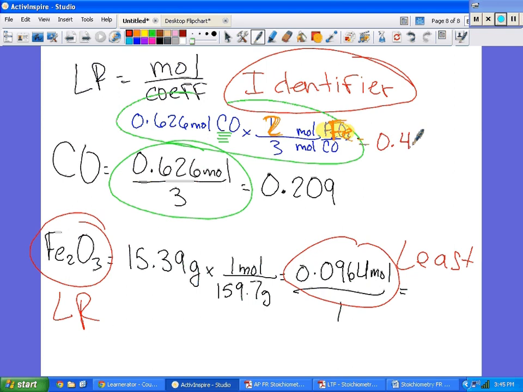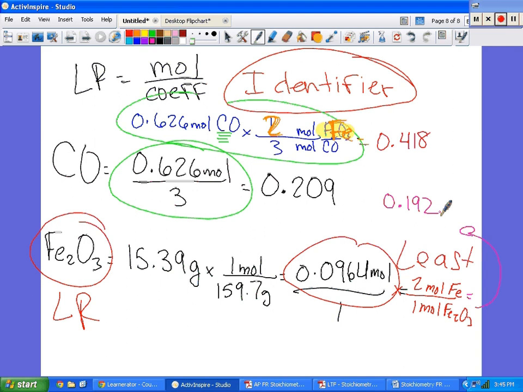Okay. All right, now, I have moles of this thing, okay? And 1 mole of Fe2O3. Do you agree it's still going to be 2 moles of Fe? Double that number and tell me what you get. Point what? Which one is still least? Still least. It's still your limiting reactant.